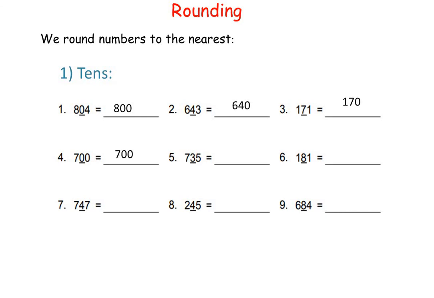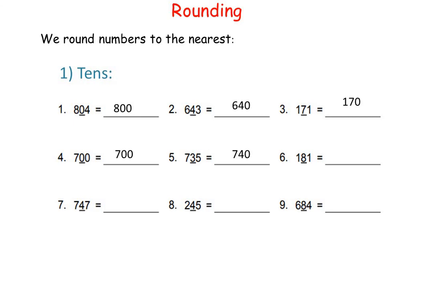Then number 5, I have 735. 30 is the target place, which is the tens place. I look to the right. It's 5. It's a strong number. A strong number gives me 1, or add 1. So the 30 is going to be 40. So 740.